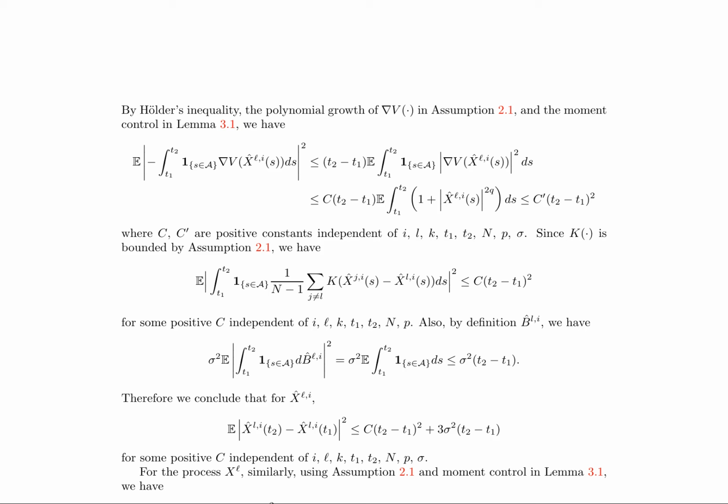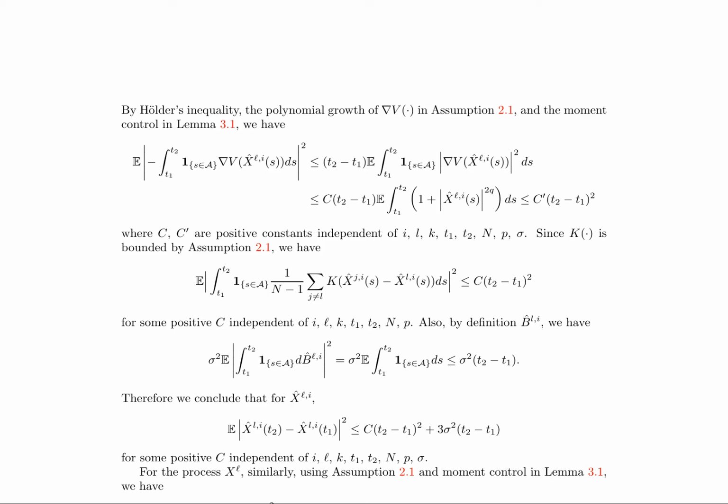The authors establish bounds on the expectations of the squared differences between the processes at different time points. Specifically, they utilize Holder's inequality, the polynomial growth of nabla V in assumption 2.1, and the moment control in lemma 3.1 to derive the inequalities.